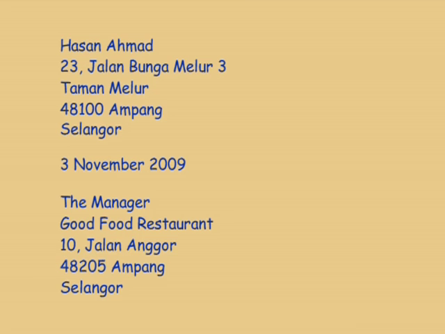Here is a sample of a complete formal letter. Let's go through it together. As you can see, the sender's full name and address are written on the top left-hand corner, Hassan Ahmad, followed by his address. Below that, he writes the date. And below the date is the name and address of the person receiving the letter, which in this case is the manager, Good Food Restaurant, followed by the address.